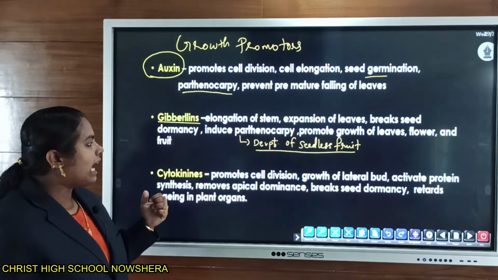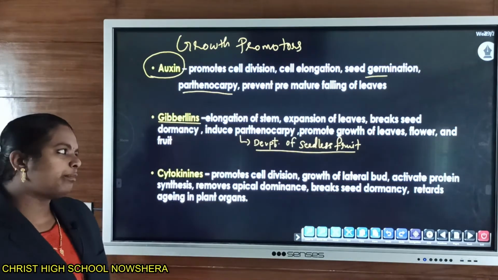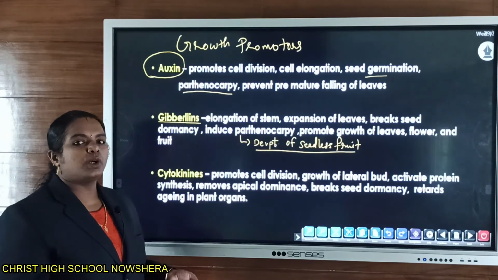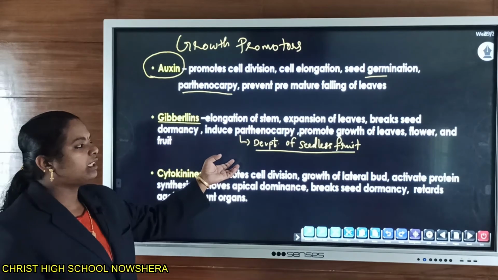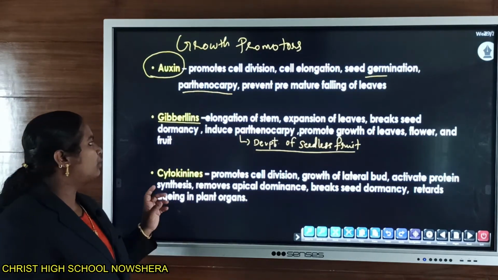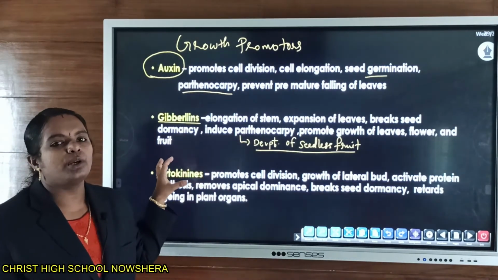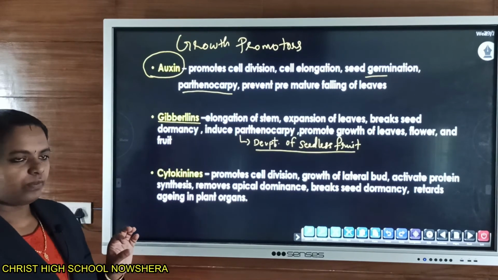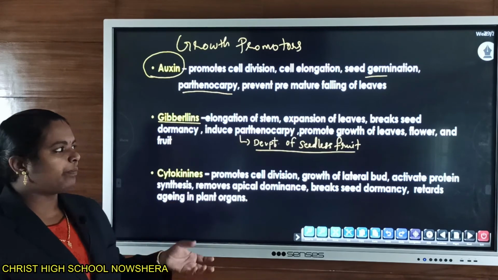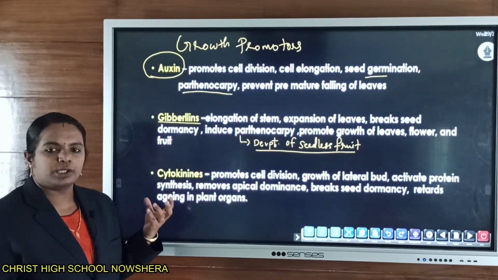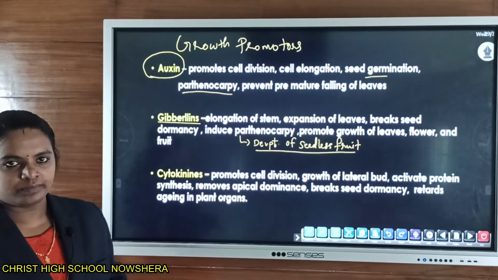It also induces the process of parthenocarpy and promotes growth of leaves as well as flower and fruit. Promoting the growth of leaves, flower and fruit means it promotes the overall growth of the plant body. So these are the main functions of gibberellins: expansion of leaves, elongation of stem, breaking seed dormancy, inducing parthenocarpy, as well as growth of fruit, leaves and stem.